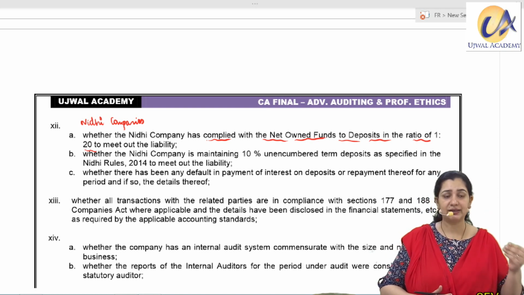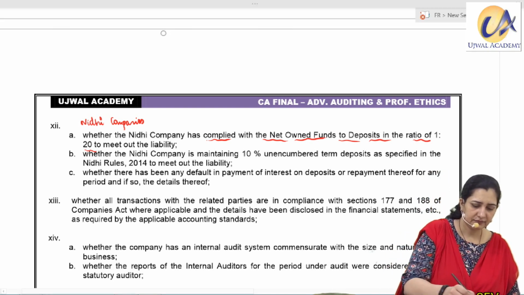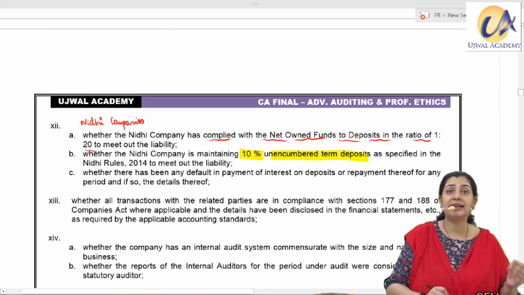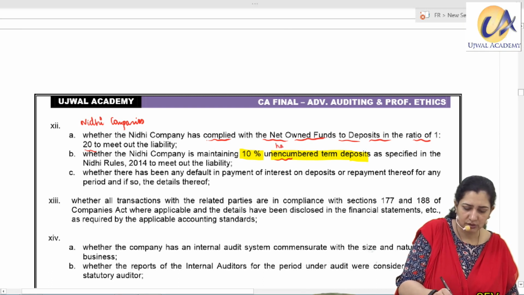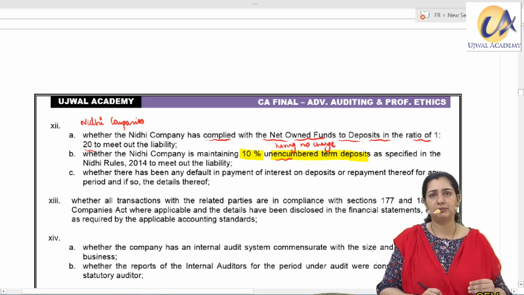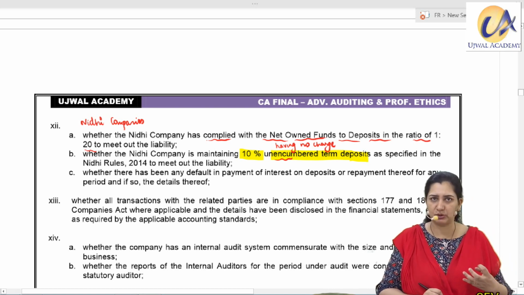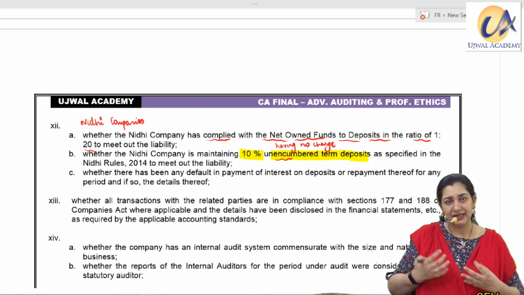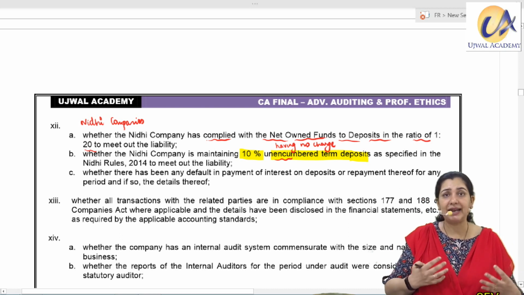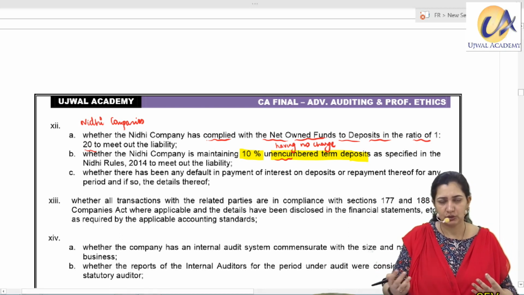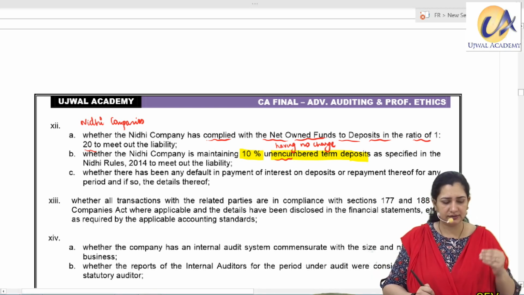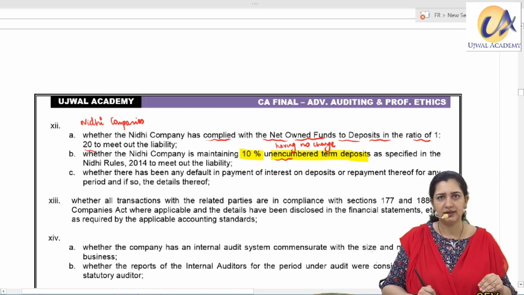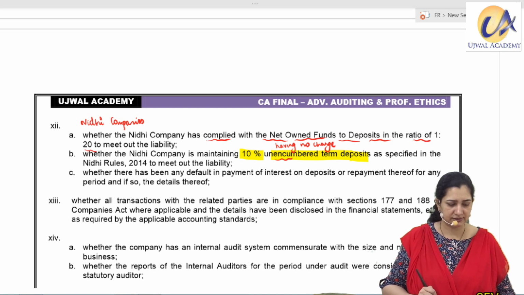Second thing you have to check here is whether the company is maintaining 10% unencumbered term deposits. Unencumbered means having no charge on those term deposits. See, if I have a term deposit like a fixed deposit and I take a loan against that, then there is encumbrance, meaning there is a charge on it. We have to see whether they are maintaining at least 10% in unencumbered term deposits to meet their liability.